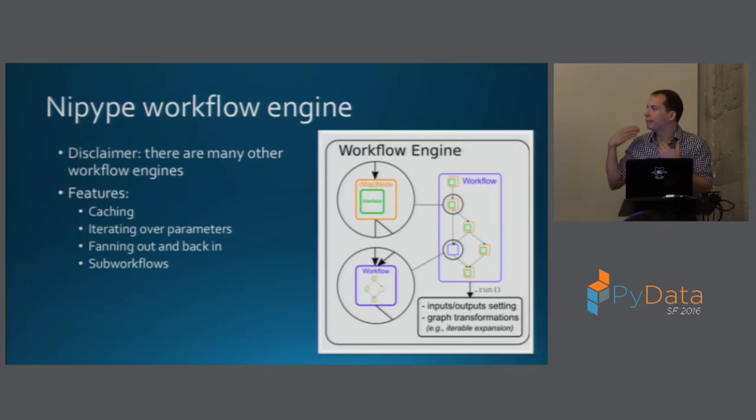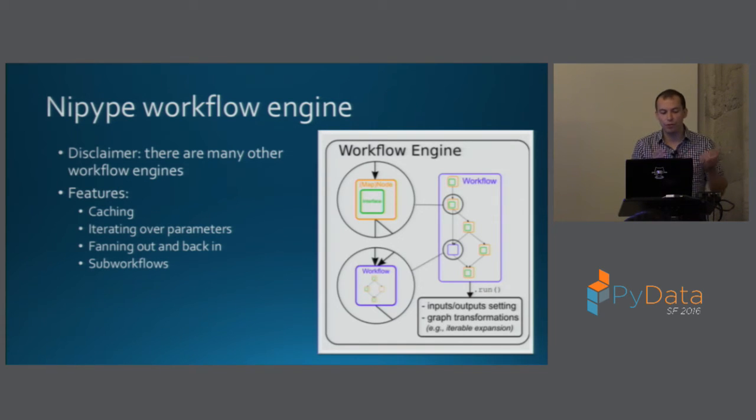So basically, it has some standard features such as caching. For example, if I run a workflow and then I try to run it again, it will just bring the outputs from cache. If I change something in the middle of the workflow, for example, one of the inputs, and I try to run it again, it will bring everything up to that point from the cache and only rerun the things that are necessary to be rerun. We can also iterate over parameters, which we're going to show in a bit.